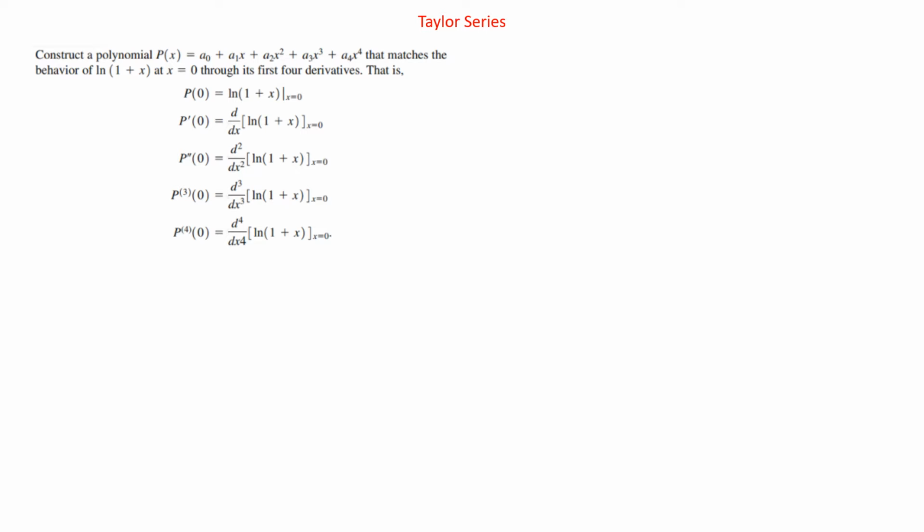So if we start out, p of 0 equals natural log of 1 plus x, so we plug in 0, we get natural log of 1, which equals 0. So that's a0. The next one, we're going to take the derivative and then plug in 0. So the derivative of natural log of 1 plus x, p prime of x, is going to be 1 over 1 plus x. Then chain rule, the derivative of 1 plus x is 1. So that's fine. Plug in 0. We get p prime of 0 is 1 over 1, which is 1.